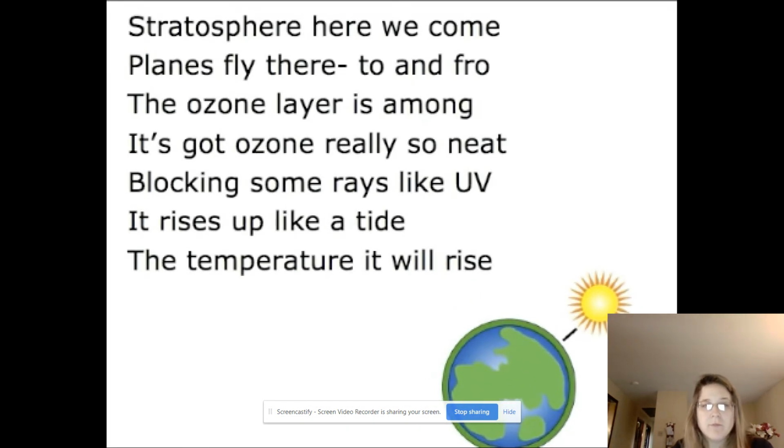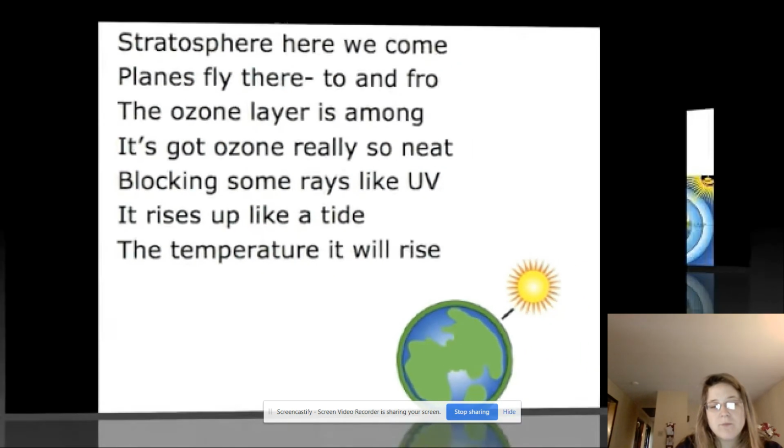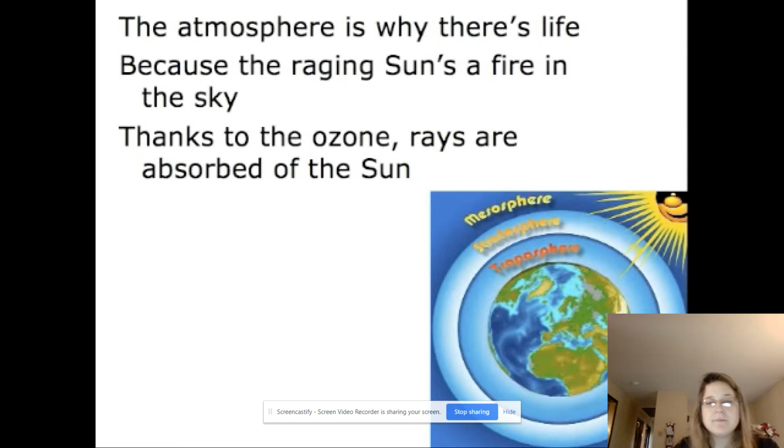Stratosphere, here we come. Planes fly there to and fro. The ozone layer is among. It's got ozone really so neat, blocking some rays like UV. It rises up like a tide. The temperature it will rise. The atmosphere is why there's life, because of the raging suns of fire in the sky. Thanks to the ozone, rays are absorbed of the sun.